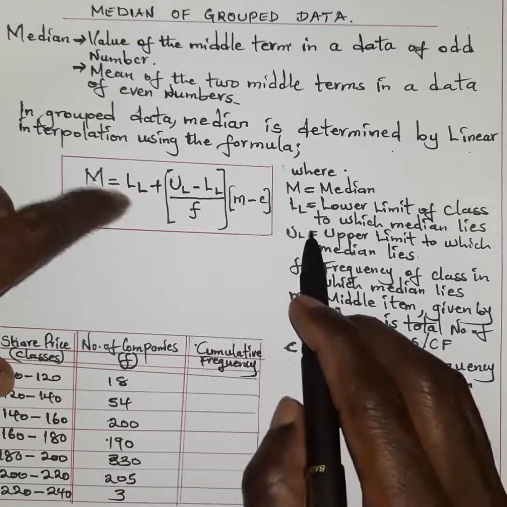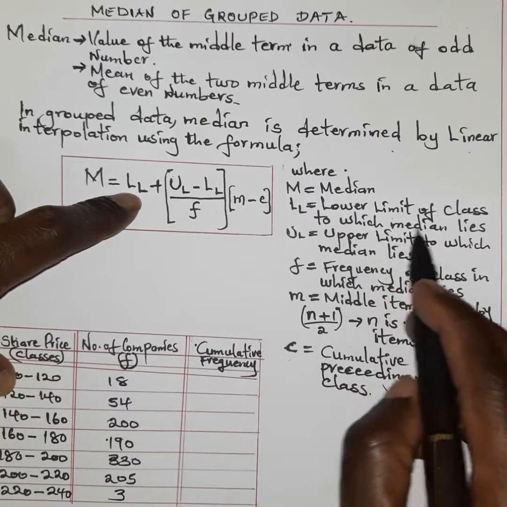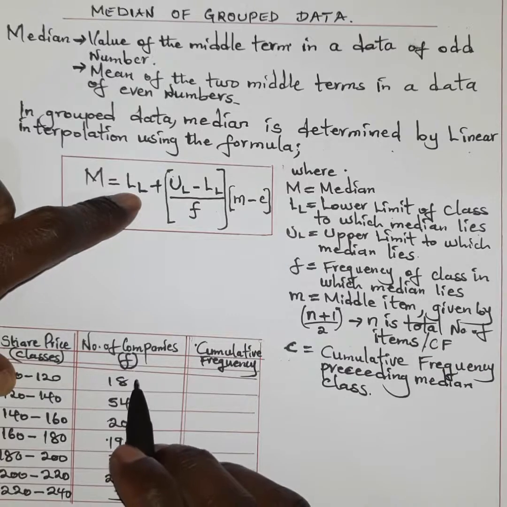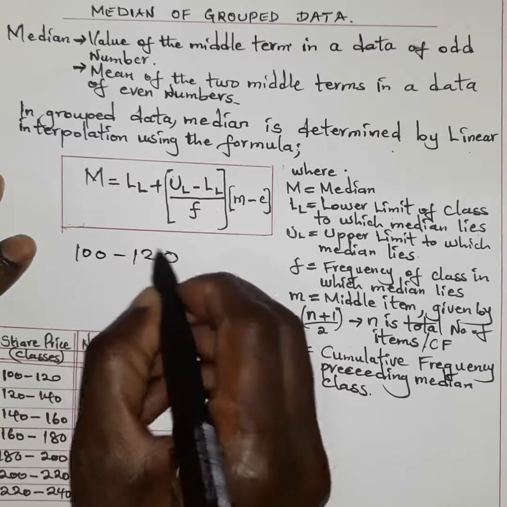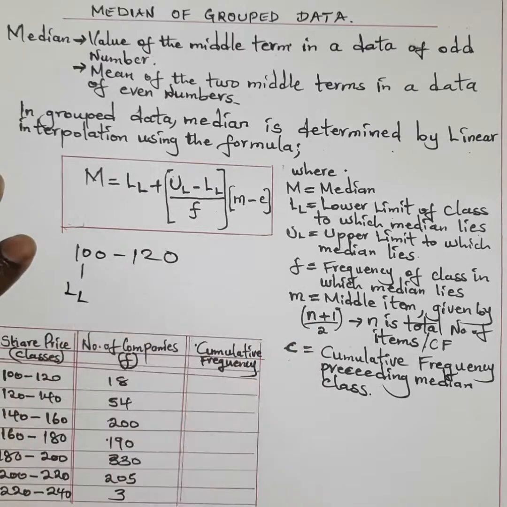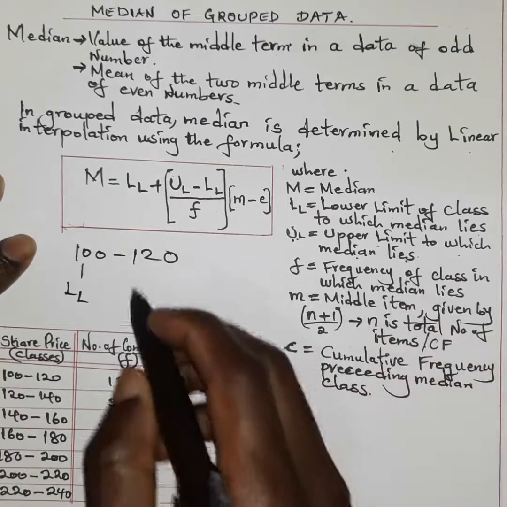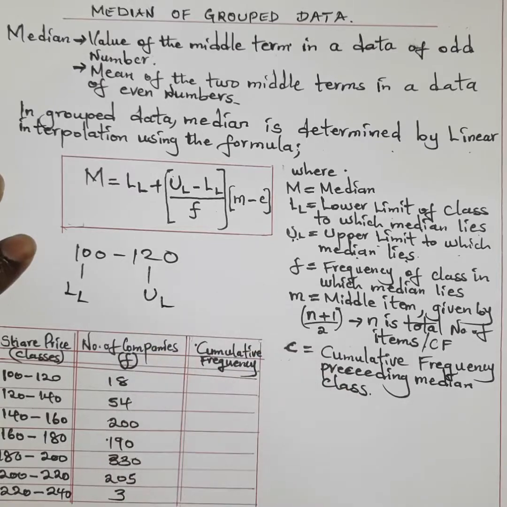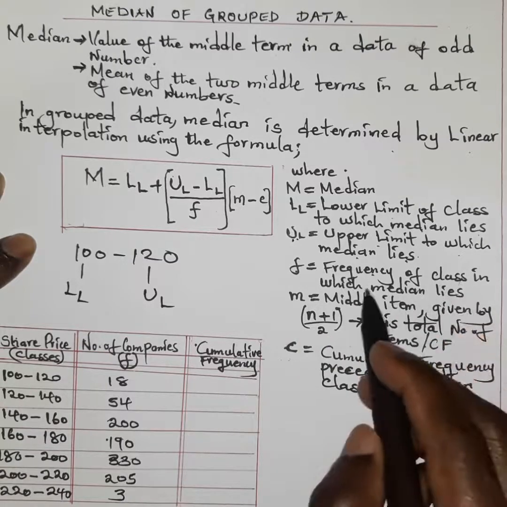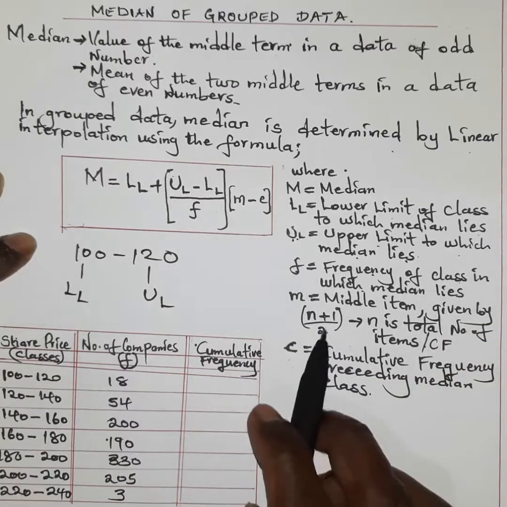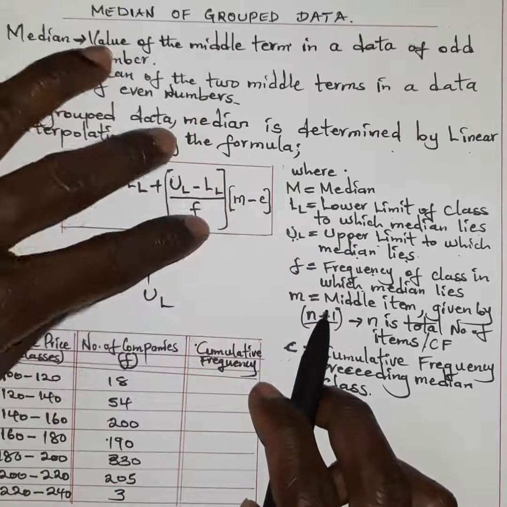Then we have L, which is the lower limit of the class in which median lies. The lower limit means, for example, if you have a class of 100 to 120, this one is the lower limit. And UL is the upper limit of the class in which median lies. Then we have F, the frequency of the class in which median lies. How many times does the data occur in that particular class? We're going to see that.